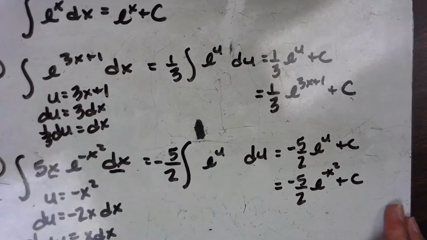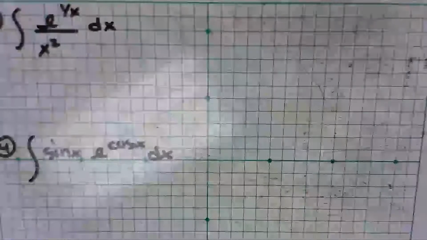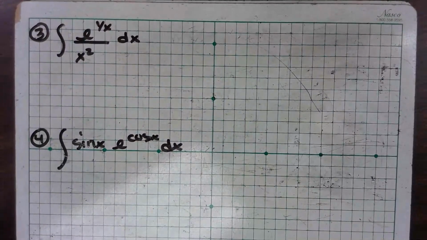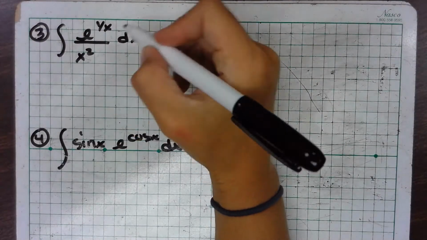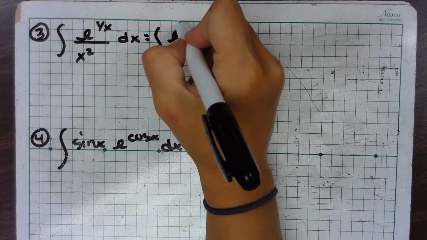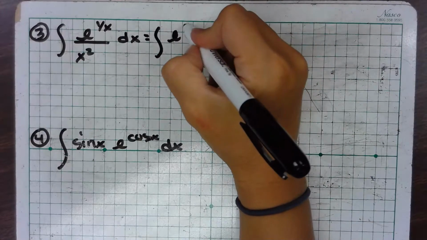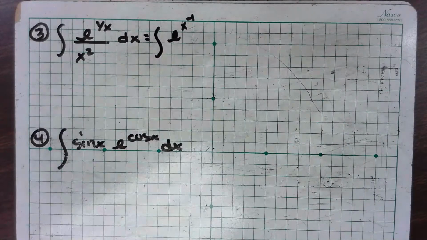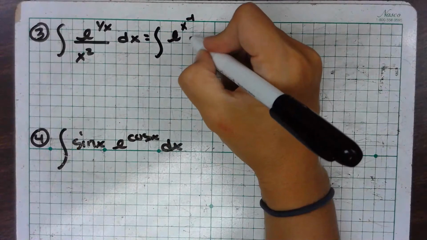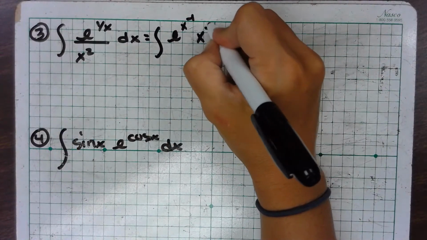All right, moving right along. Let's go to number 3. Again, at any point you want to stop, you're welcome to. Now, I honestly would rewrite this. I would rewrite it so it's x to the negative 1, and then also this x squared in the denominator, x to the negative 2.